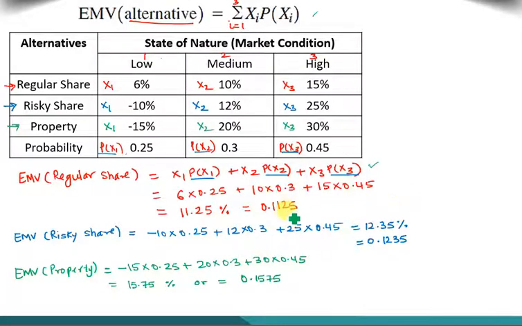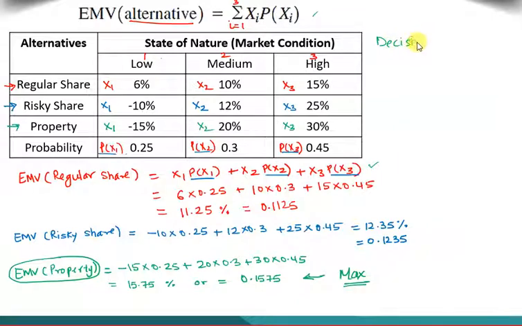Now as per the EMV, you have to select the maximum value. So the maximum value is coming from here. This is the maximum value. So the person should invest in the property. So you have to write your decision here.